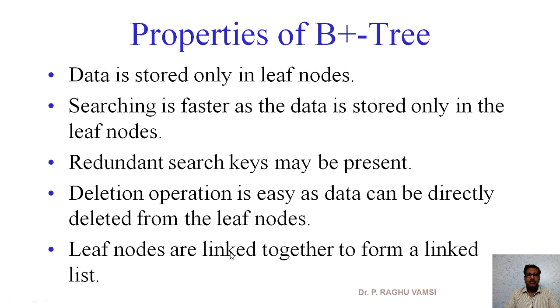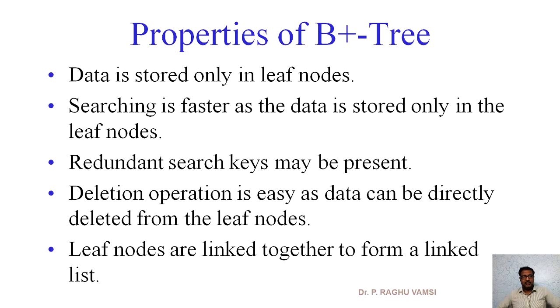Whenever the leaf nodes are linked together, you don't need to traverse to the parent node and go back again to the children. You can directly traverse the entire set of leaf nodes at a time. So this is the idea of the linking of the leaf nodes in the B plus trees.